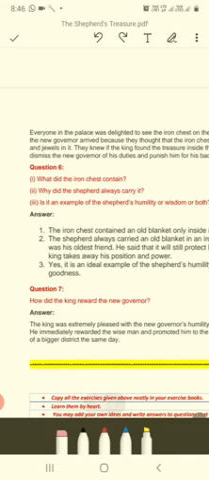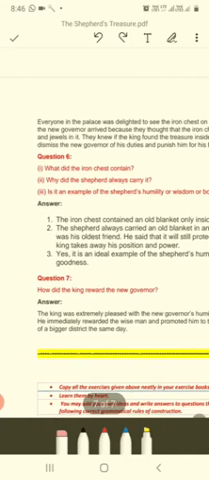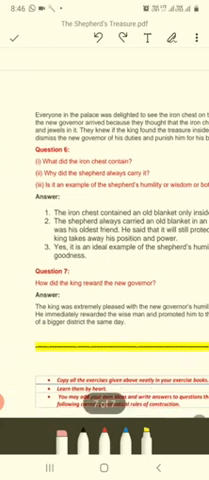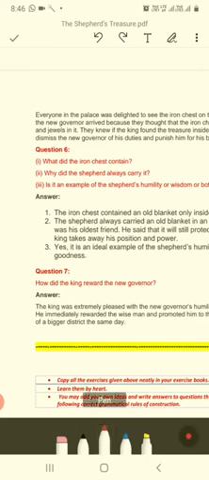Question number 6: What did the iron chest contain? It contained the old blanket which was with the shepherd when he had nothing, right? Then 2: Why did the shepherd always carry it? Because he was of the thought that whatever power or position he was in, even if it does not last tomorrow, day after tomorrow, or whatever time, his oldest friend, the old blanket, will still remain with him. It will protect him, right?